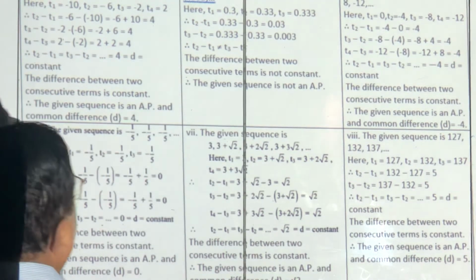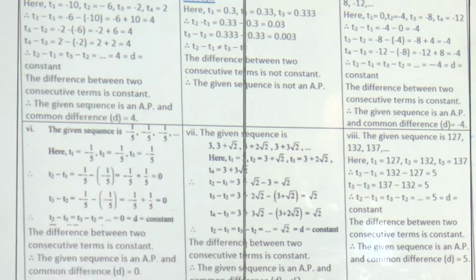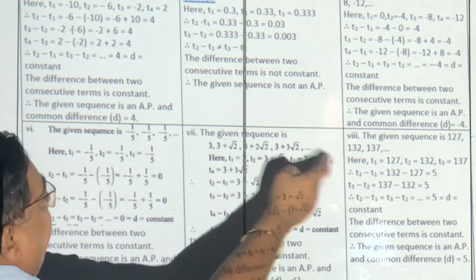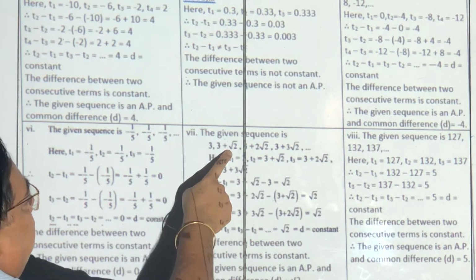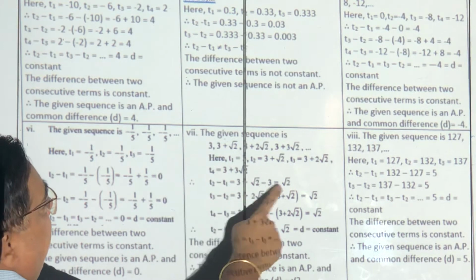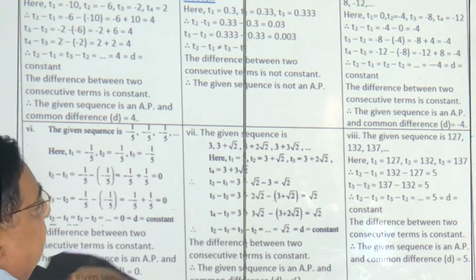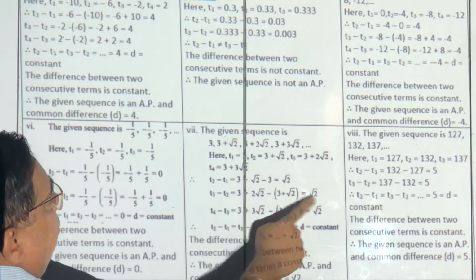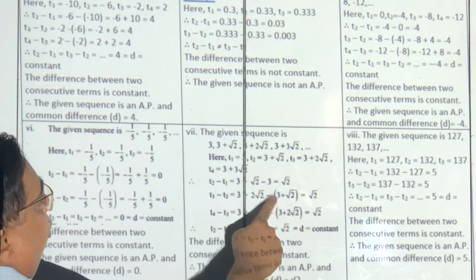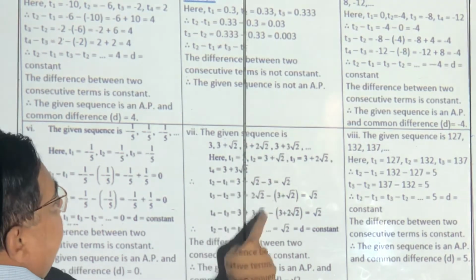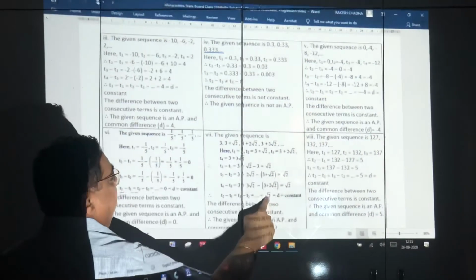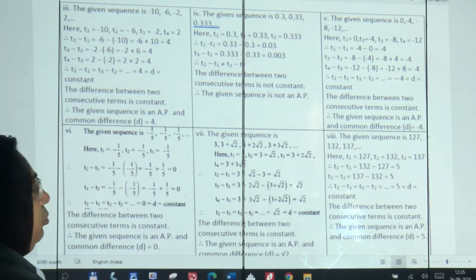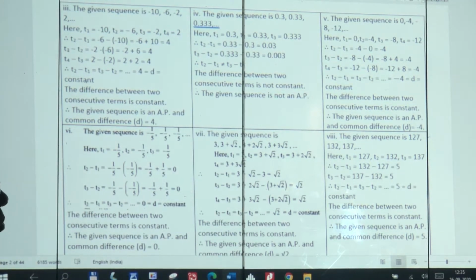Let us look at the roots because it looks different. 3 plus root 2 and so on. So for the second term minus first term, I will get root 2. 3 and 3 will cancel. Then, when I do the third term minus second term, I will again get root 2, because 3 minus 3 cancels, and 4 minus 3 and so on. Every time I am getting a difference of root 2, constant. Therefore, it is an AP and the difference is root 2. This is how you have to do it, my friends.